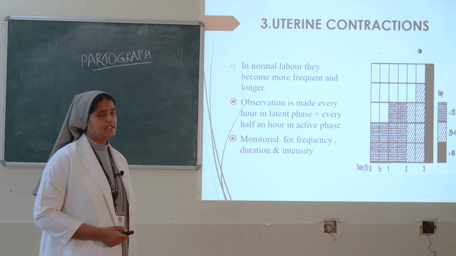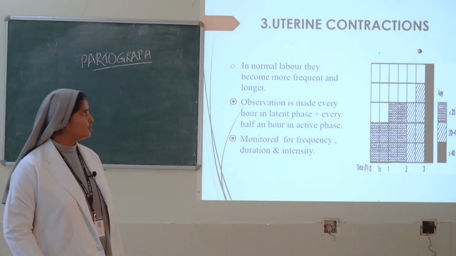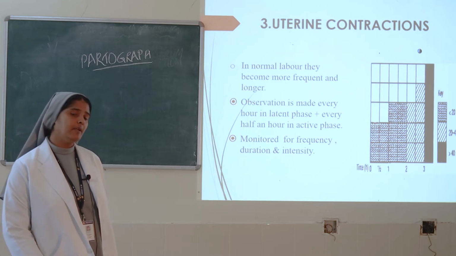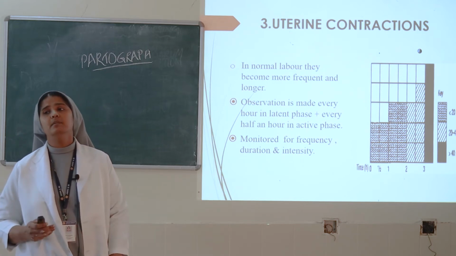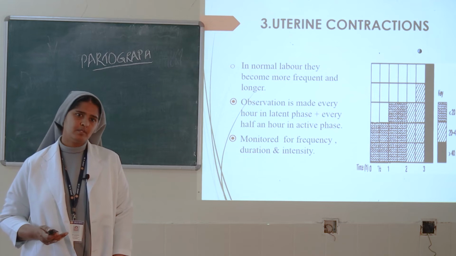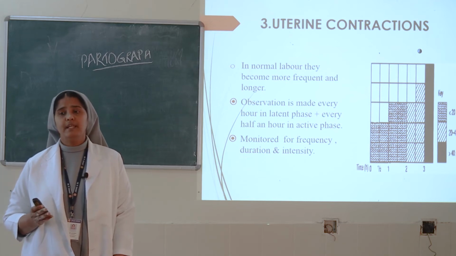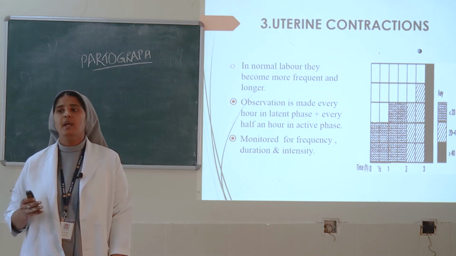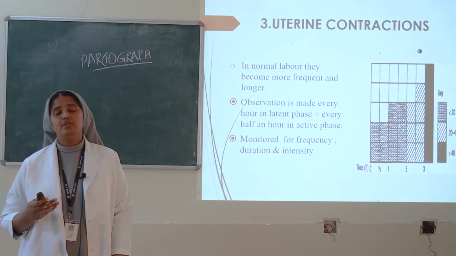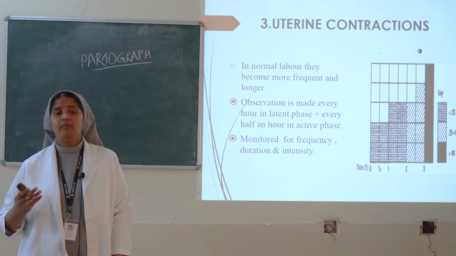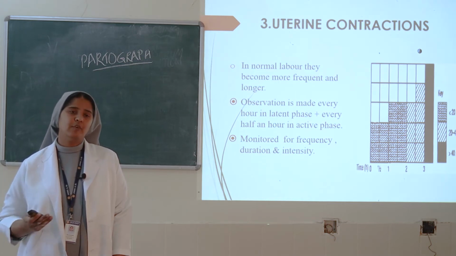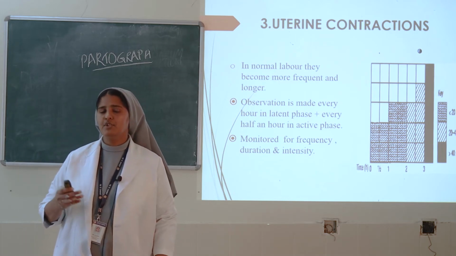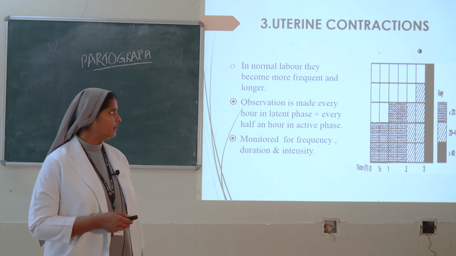The observation of contractions should be made every hour during the latent phase of labor and every half hour during the active phase of labor. I told you the latent phase lasts for 8 hours. So during the latent phase we should monitor the contractions hourly, and once the mother reaches the active phase, that is after 3 centimeters of cervical dilatation, we should monitor every half hour.